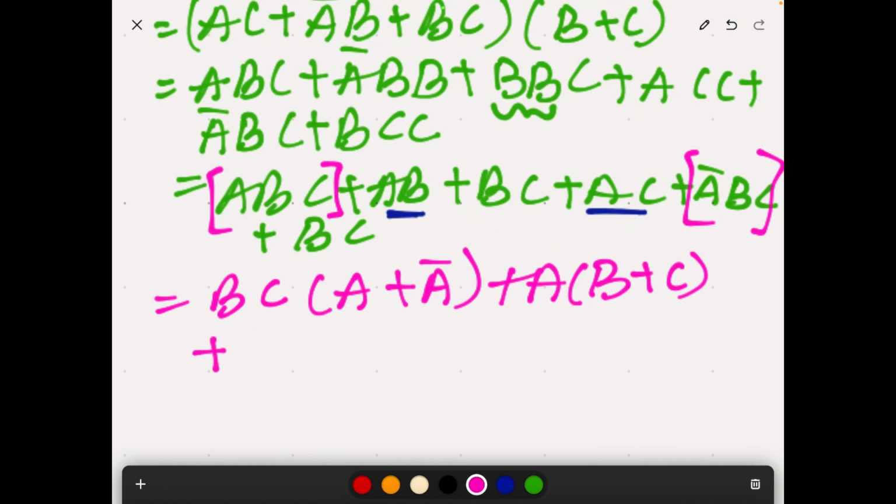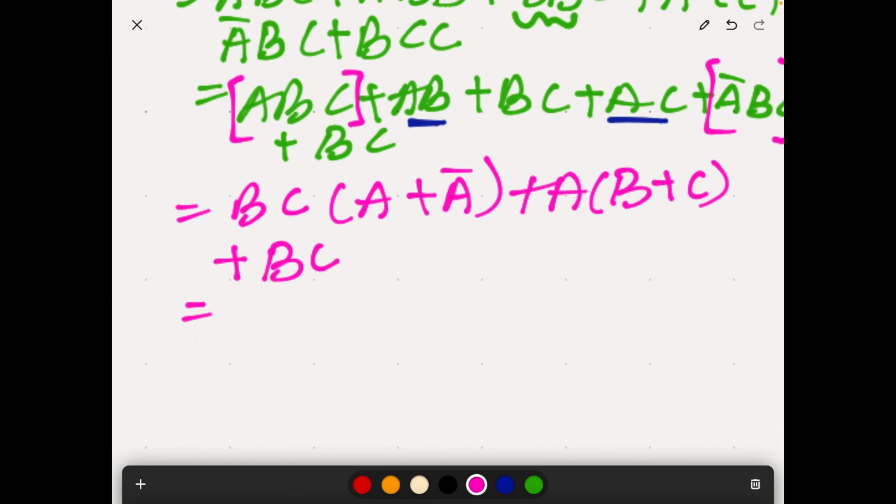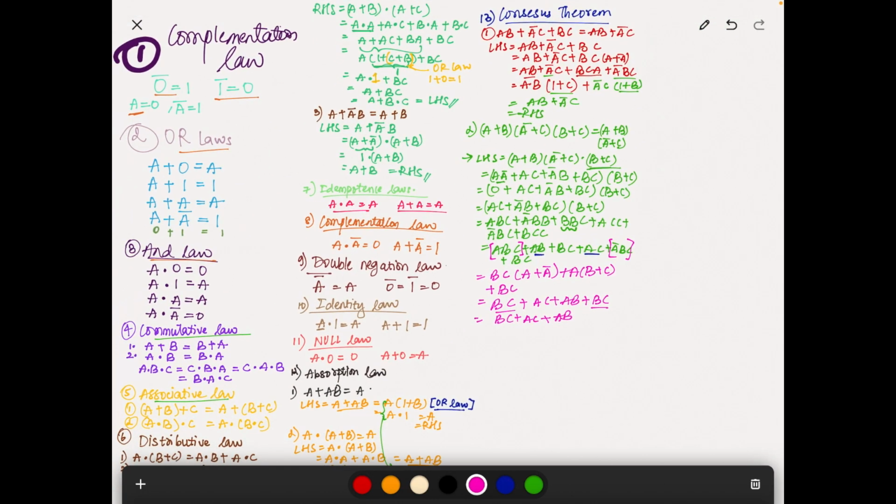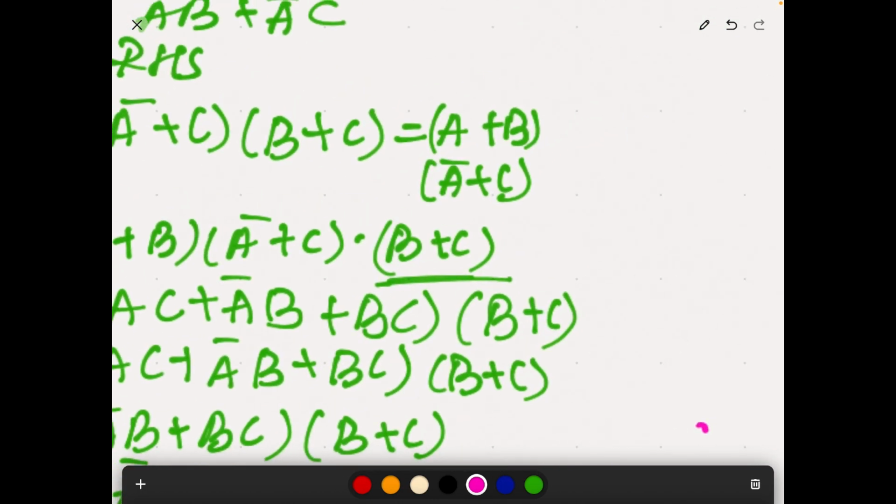And then we will have our BC here, right? So A plus A bar gives you a 1, right? So this is going to be BC plus, acha, honestly this does not make a difference, AC plus AB plus BC. Again BC plus BC will give just BC. So BC plus AC plus AB. Now if you look at this, we are nowhere closer to the RHS.